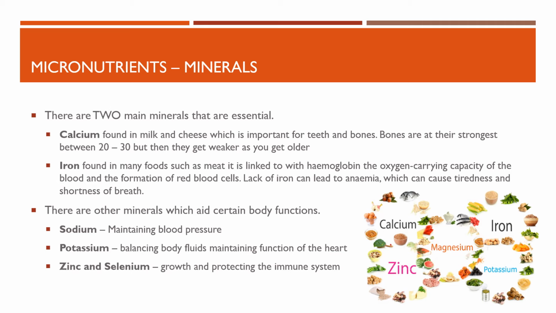So sodium helps maintain blood pressure. Sodium is your salt. Potassium balances body fluids and maintains the function of the heart. You find potassium in bananas. And zinc and selenium are for growth and protecting the immune system. So again, these are found in green vegetables, some fruits, and some of your fibres as well. So if you're writing that down, you can pause me and then we will move on to the next slide.